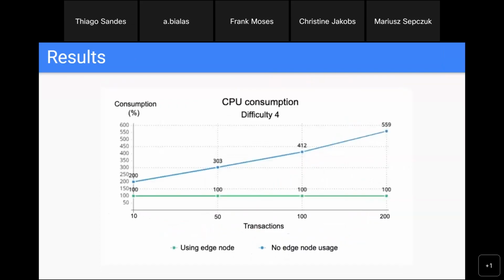In this graph, we have the CPU consumption of the Xiaomi Redmi 7 physical device for difficulty 4. The green line indicates when the edge node is used. The blue line indicates when edge computing is not used in the mobile blockchain. The increase in CPU consumption is shown.